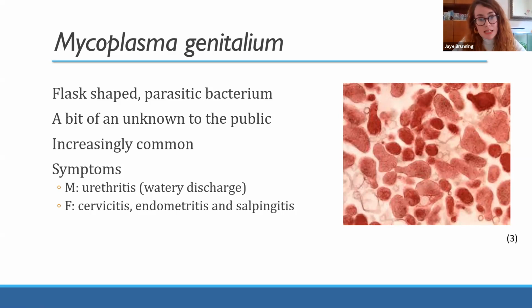It can be asymptomatic, but if it is symptomatic, males are more likely to get a watery discharge from their penis rather than the kind of classic pus-filled discharge that you might get with gonorrhea. And in females, you might get cervicitis leading to pain on sex, or endometritis and salpingitis, so inflammation of the endometrium and the fallopian tubes, which can cause kind of abdominal pain that's less likely to be cyclical with the menstrual cycle.